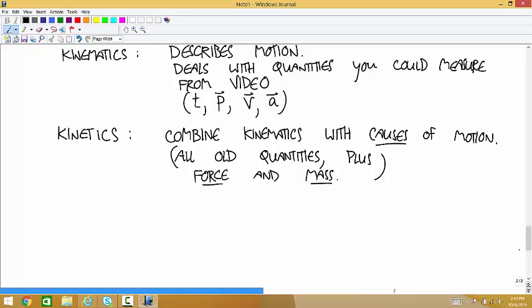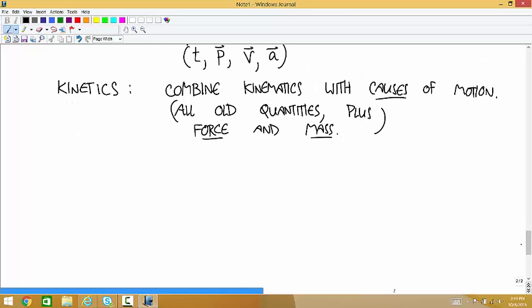Before I can go into calculations and stuff, I have to introduce these two new quantities. I'm going to start with mass. That's the simpler one to describe. So now I'm going to introduce force and mass. So first, mass.